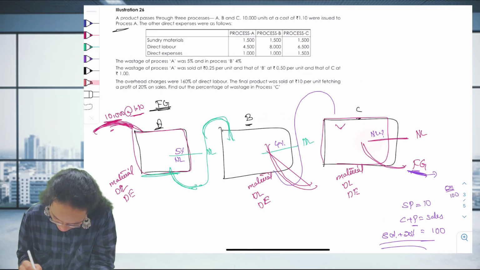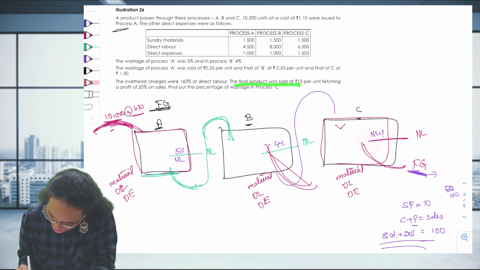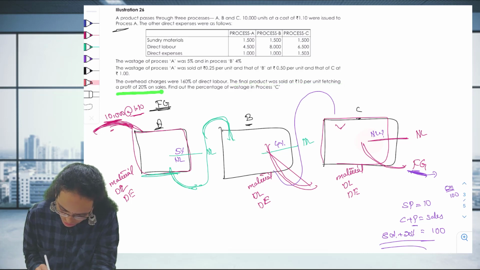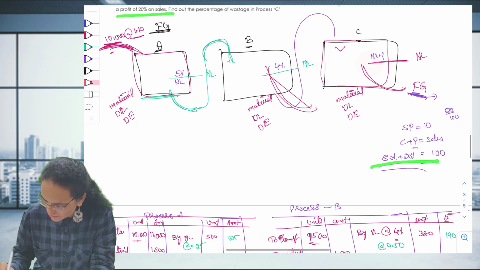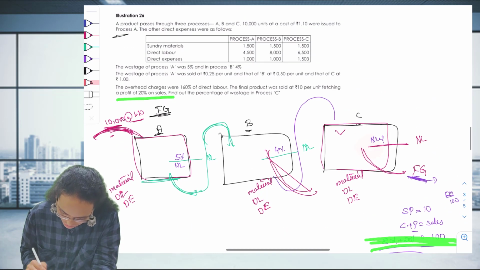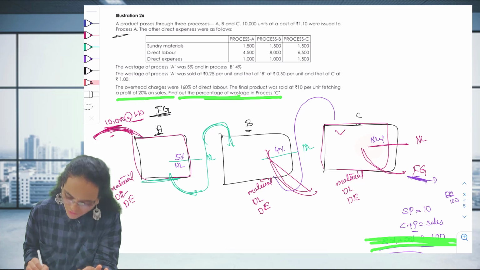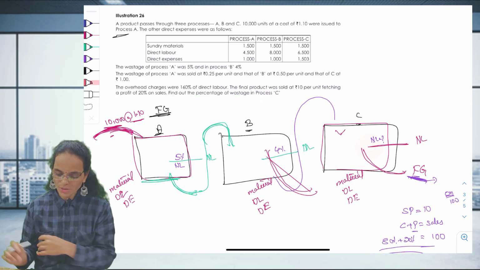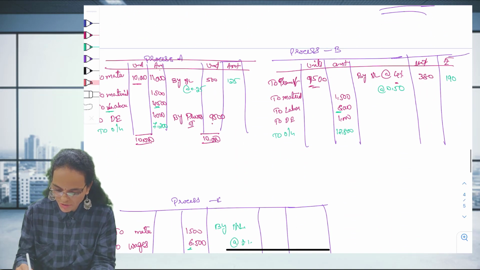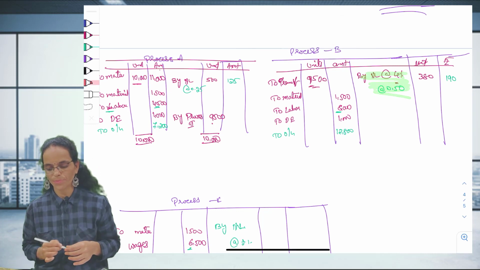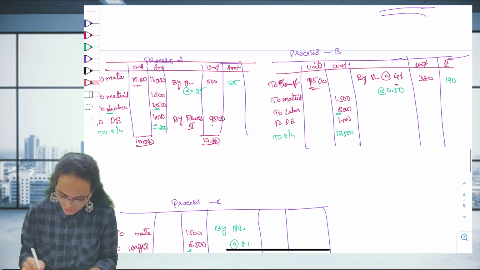Next, come here. The final product was sold at 10 rupees per unit, fetching a profit of 20% on the sales. This is what we have seen here. Find out the percentage of wastage in the process C. That's what we don't know here. This is what we need to find out. Right? So one by one we will do it.